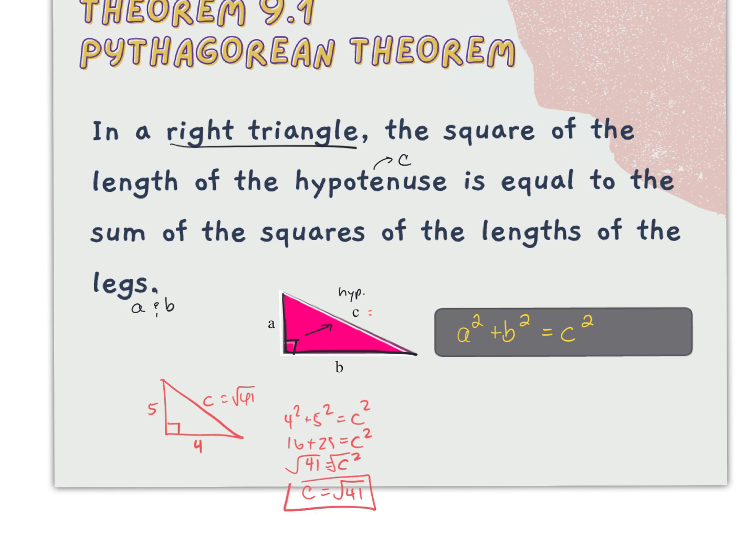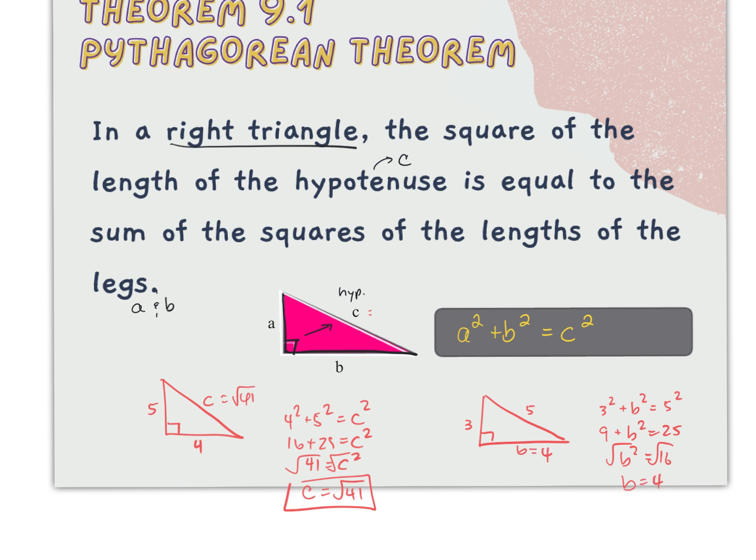It doesn't matter which side I give you. Maybe I give you a leg and the hypotenuse, and I ask you for the other side. So again, you're going to write a squared plus b squared equals c squared. So 9 plus b squared is 25. b squared is 16, and when I take the square root of both sides, I get that b equals 4.